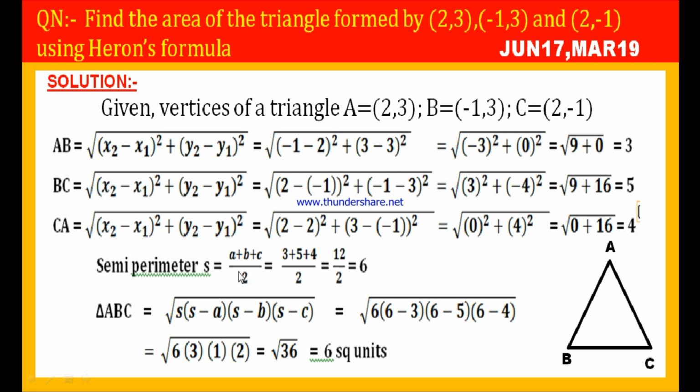This is semi-perimeter S. Then the formula to find area of the triangle using Heron's formula is root over S into S minus A into S minus B into S minus C. Root over S is equal to 6 into S minus A is 6 minus 3 into S minus B is 6 minus 5 into S minus C is 6 minus 4. This is root over 3, 1 and 2. This is equal to root over 6 into 3 into 2 into 1 is 6. 6 into 6 is 36. Root over 36 is 6 square units. This is the area of the triangle using Heron's method.